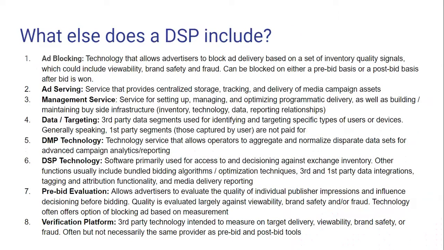So what else does a DSP include? DSPs include ad blocking. These are technologies that allow advertisers to block ad delivery based on a set of inventory quality signals, which could be viewability, brand safety, and fraud. Now, what are viewability, brand safety, and fraud? These are metrics to understand whether your ad is being seen by good quality audiences.